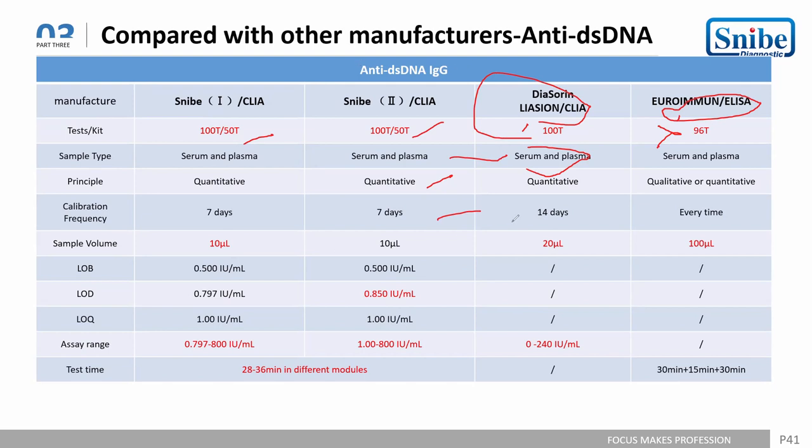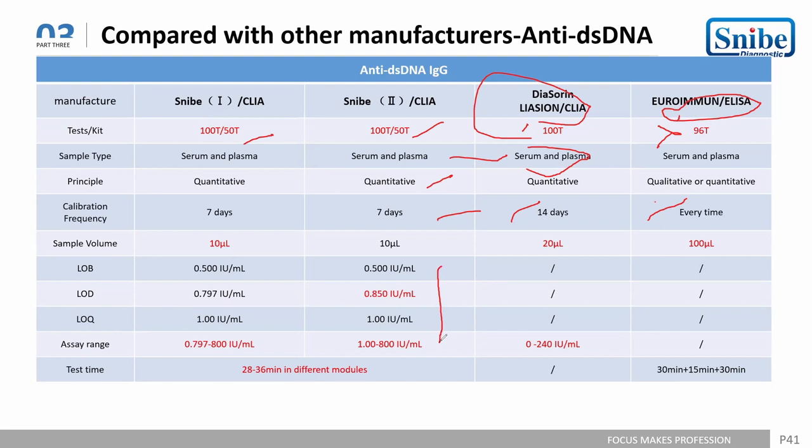The calibration frequency is 7 days, while the Diasorin has 14 days. Every time they need to be calibrated on the ELISA, because ELISA has some limitation: each batch calibration is required. Sample volume is minimal as compared to the others, which is not a big significant change, but we are lower in that. We have a very comprehensive LOB, LOD, and LOQ.